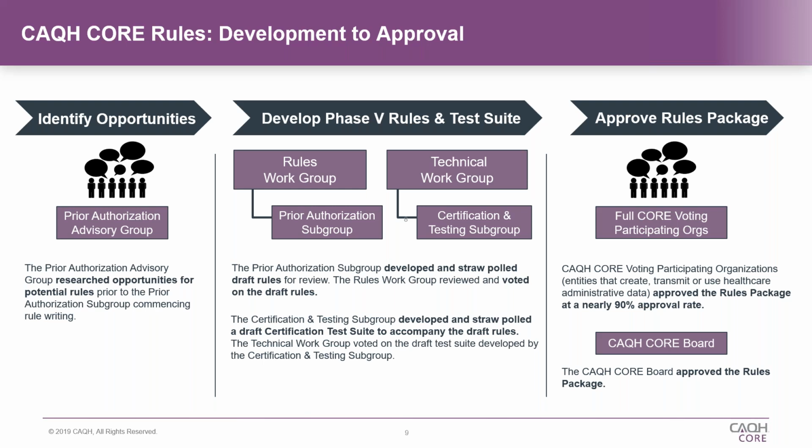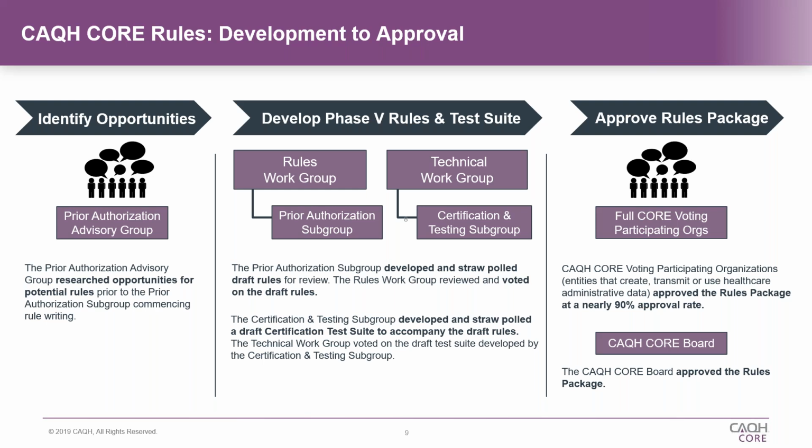And for this particular rule package, we had nearly a 90% approval rating for the phase 5 rule set, which is very, very high. As you can imagine, the industry coming together in consensus with the different stakeholder groups, and this includes both health plans, providers, vendors, and clearinghouses, and different associations that have all come together to host these conversations, to tackle these issues in a systematic way and in a consensus-based way.